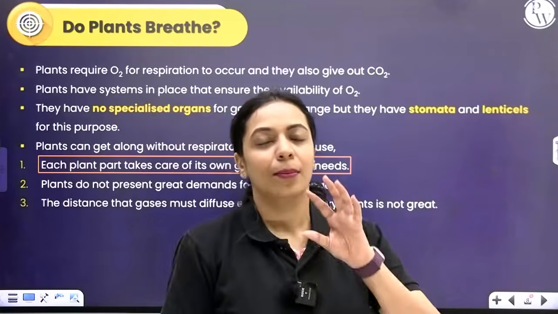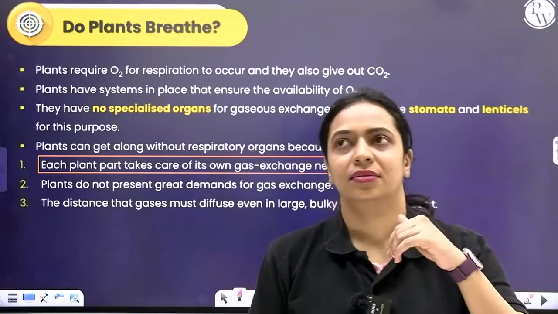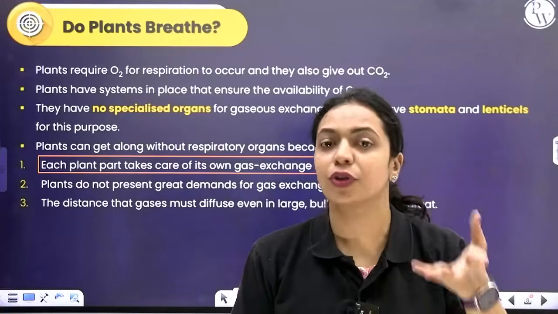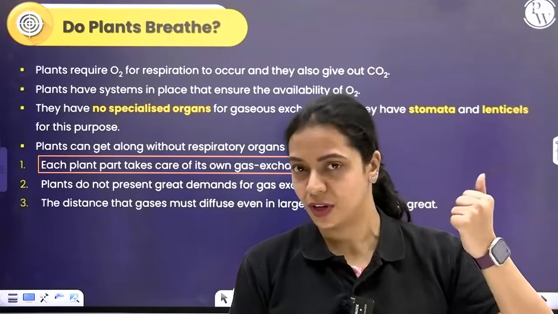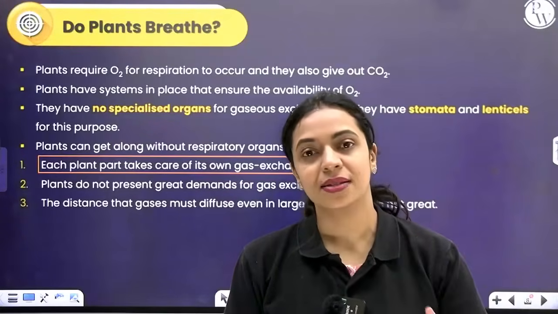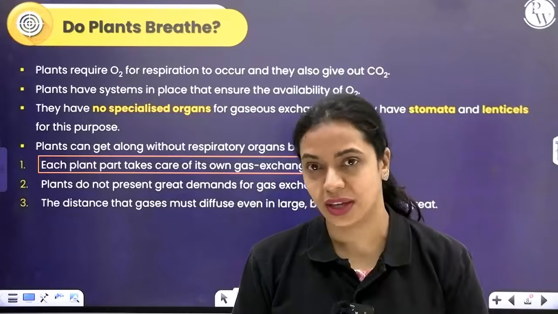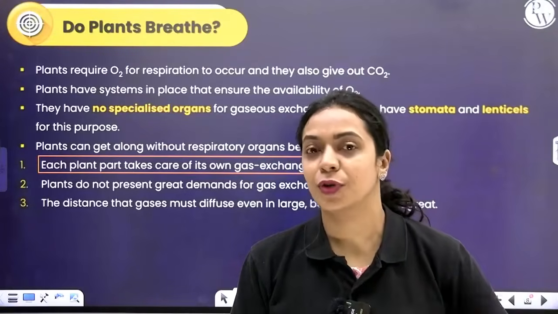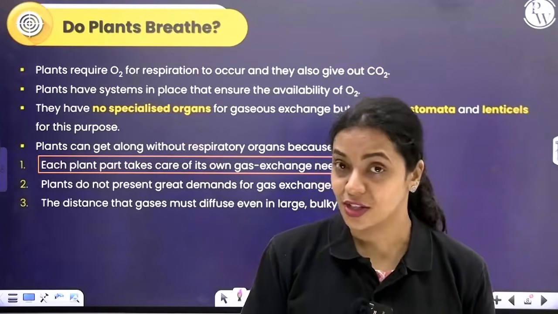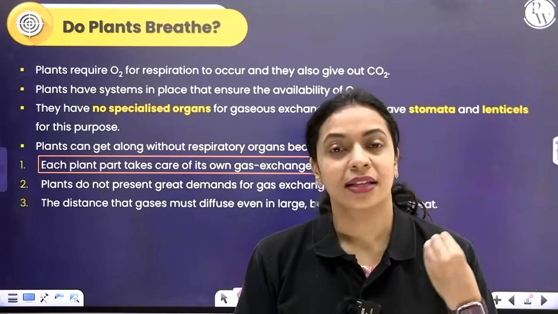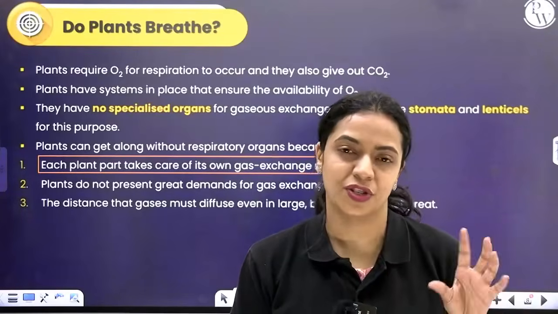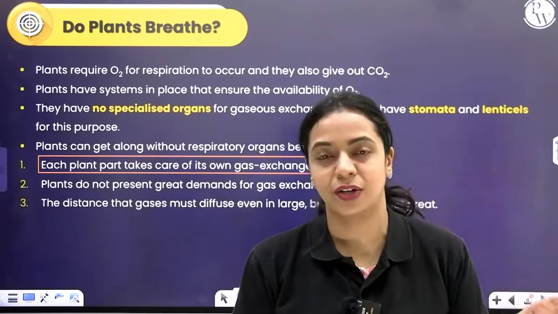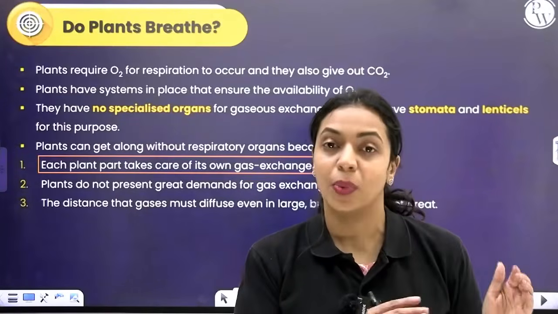Secondly, plants do not have too much demand for oxygen when it comes to respiration. They don't have to depend on atmospheric oxygen much, because in plants photosynthesis is also taking place. The end product of photosynthesis is oxygen. That oxygen is getting released inside the cell. That oxygen itself can be used for the process of cellular respiration. So they don't have to entirely depend on the atmospheric oxygen when it comes to respiration.